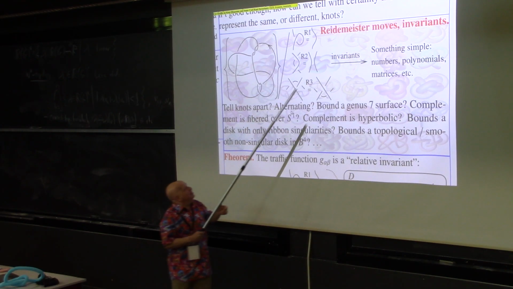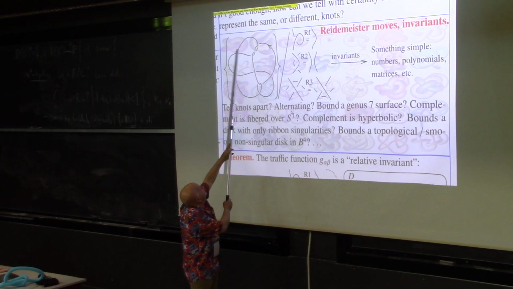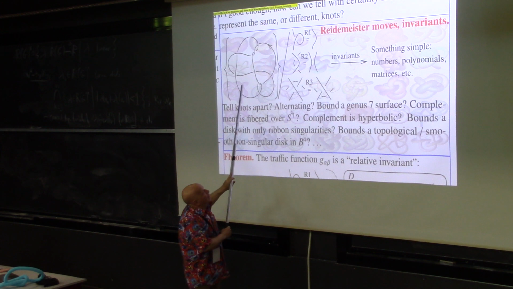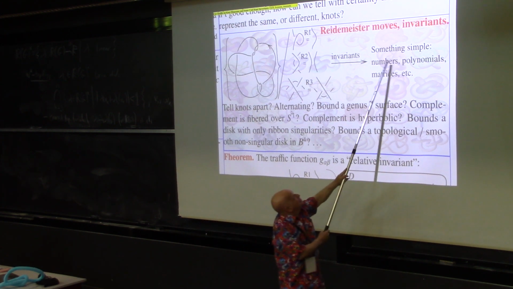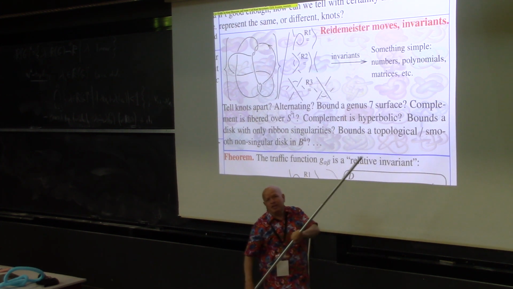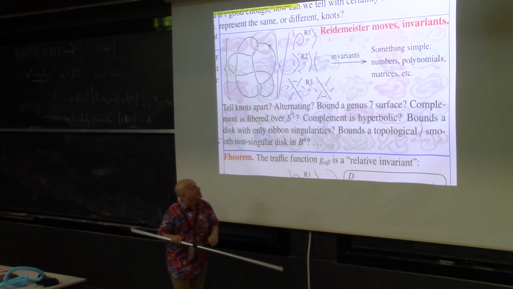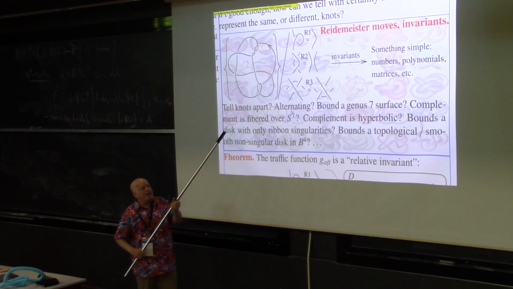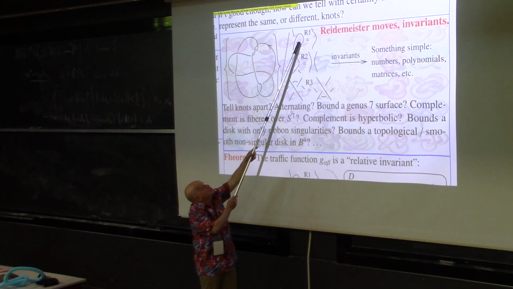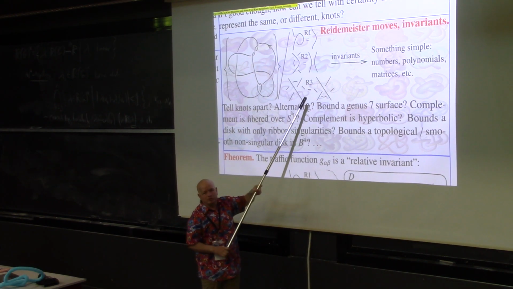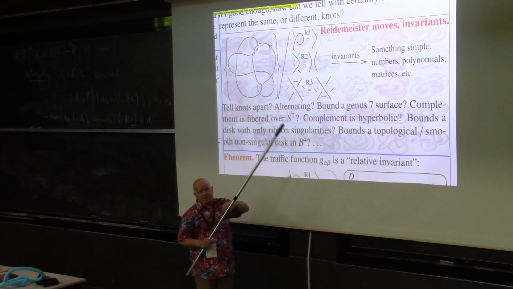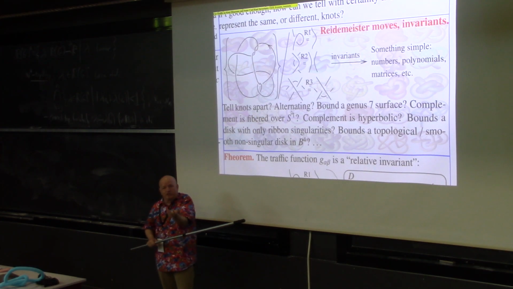So an invariant is defined on knot diagrams, takes values in numbers or polynomials or matrices or something simple, in such a way that it does not change when you do any one of these moves. And then the invariant is just a function of the knot.